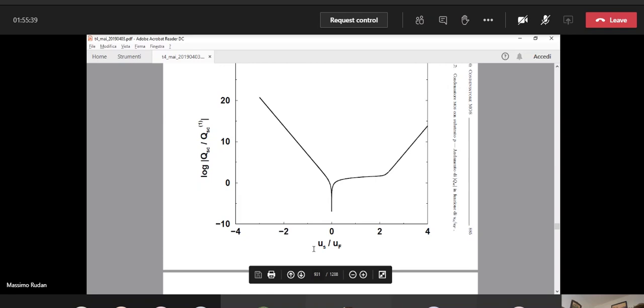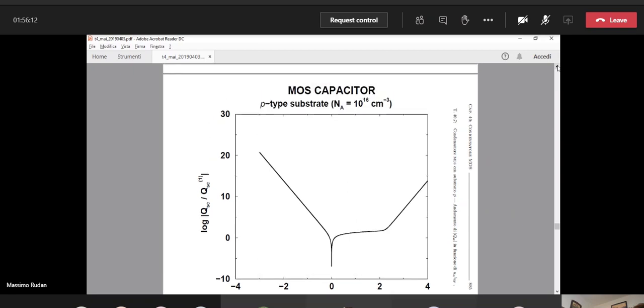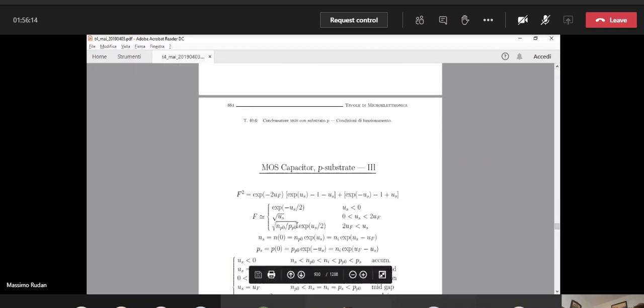So the horizontal axis has US over UF as unknown. So remember, when US is larger than 2UF, that means that this ratio is larger than 2, okay? This is, of course, a log scale, okay? So the vertical axis is in the log scale. So the straight line is an exponential, that is the exponential of US over 2 times this constant that applies for US larger than UF.